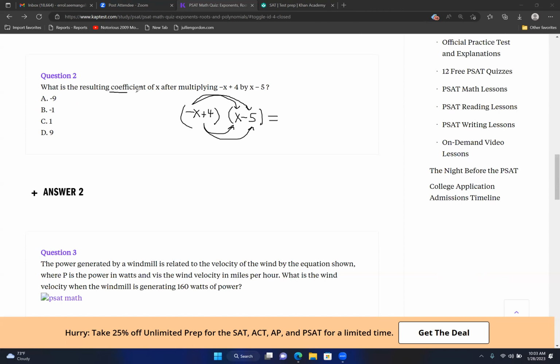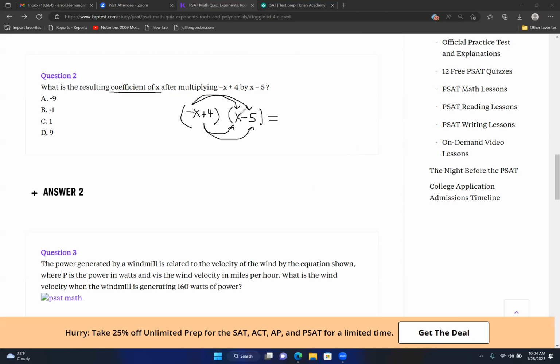What is the resulting coefficient of x? What does that mean? What does coefficient mean? So for example, 9x, what's the coefficient? 9. It's the number beside the variable. So what's the coefficient on this one? 5, yep. What's the coefficient on this one? Negative 1, yep, okay. So we're going to multiply this out and then check what the coefficient of x is, okay?